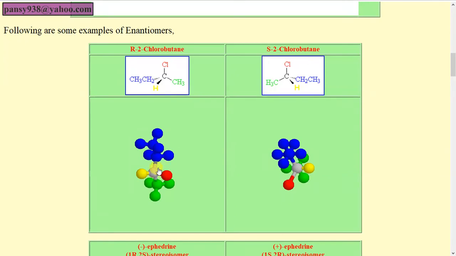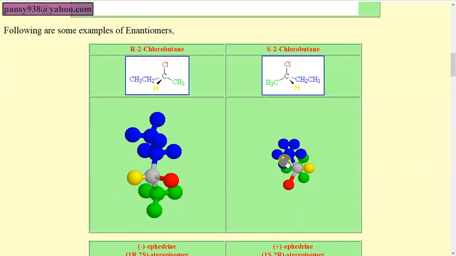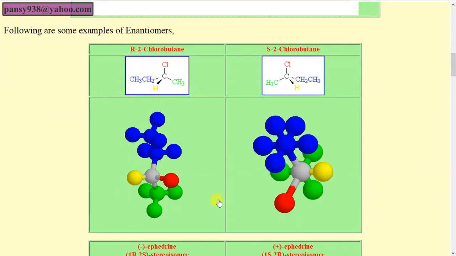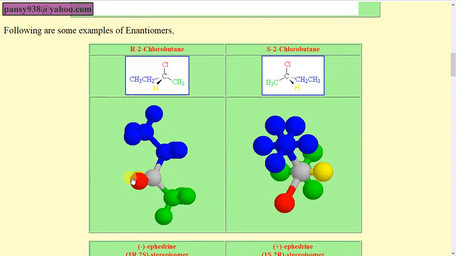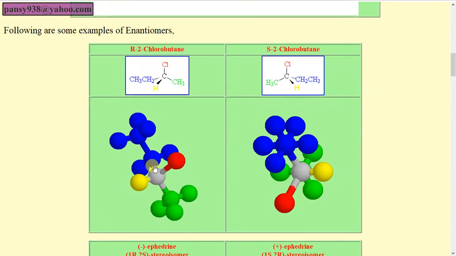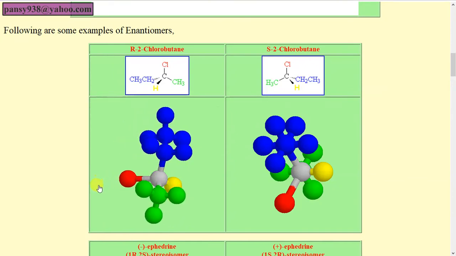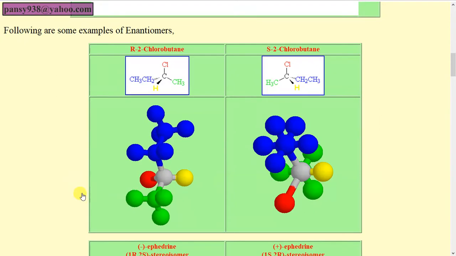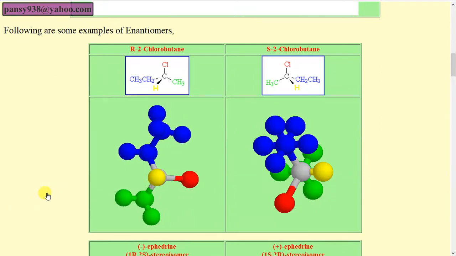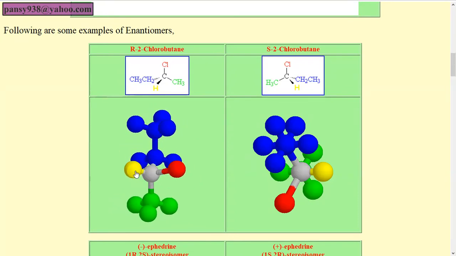If we try to see this in three-dimensional ball and stick models, you see that the hydrogen with yellow color, as seen in the two-dimension, is in the front side of the screen, and the methyl is at the backward side.